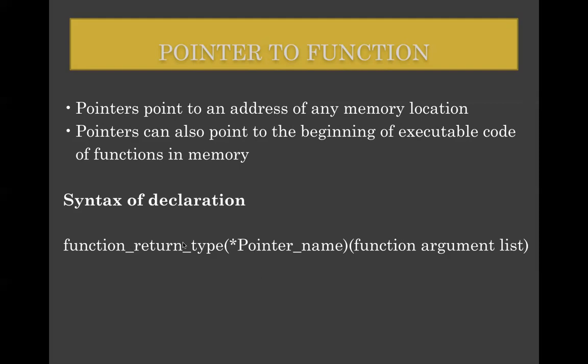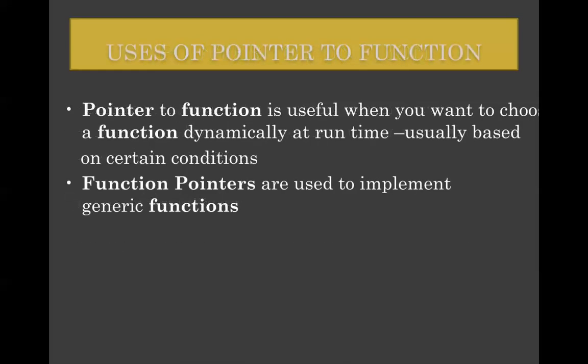So you have to say which function this pointer is pointing to: that function's return type, the name of the pointer to function, and the function's argument list, right? Now why do we need this? Why do we need a pointer to function? It is mainly useful in cases where you want to choose a function dynamically at runtime. Depending on certain conditions, the function you want to choose differs, and in that case a pointer to function is very useful.